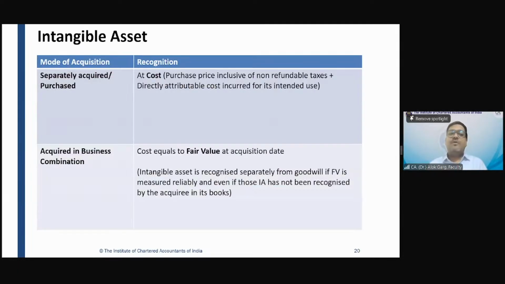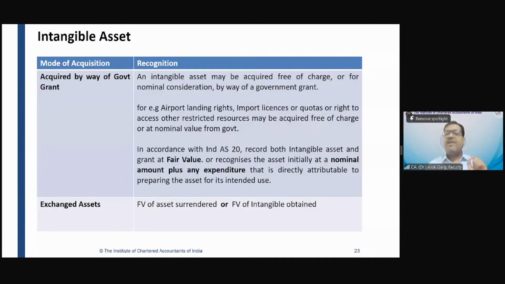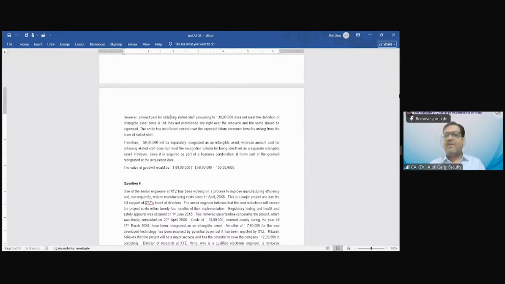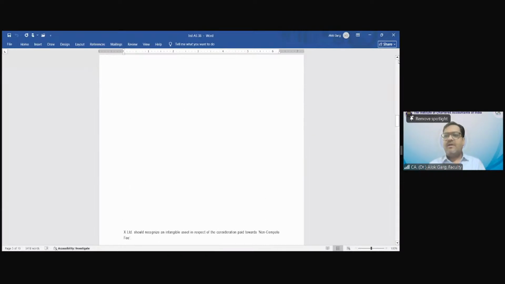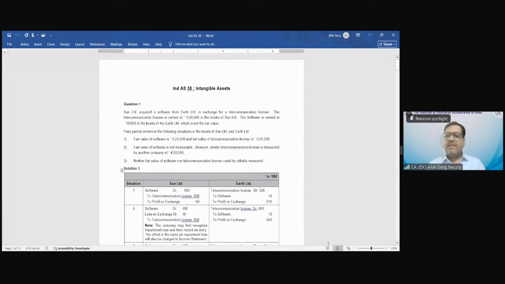Then comes business combination. We'll cover this business combination later on. So let's cover exchange of asset first, right? For explaining the concept of exchange of asset, let me discuss one question, and through that question, I'll discuss the concept of exchange of asset. I hope the word file is visible to all of you.